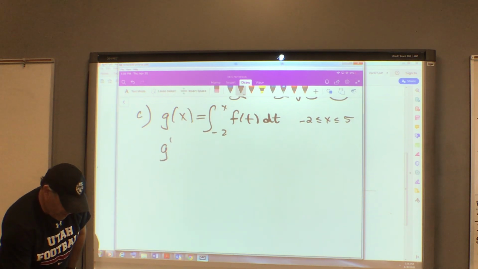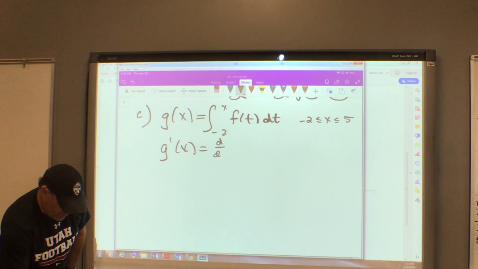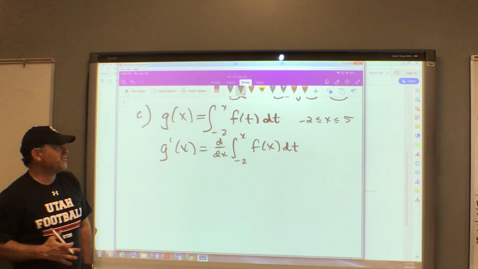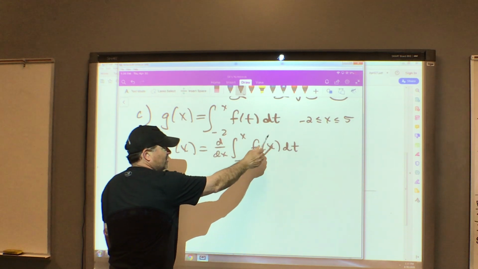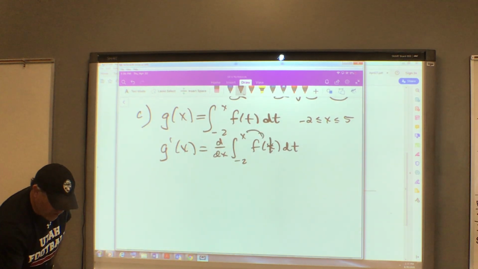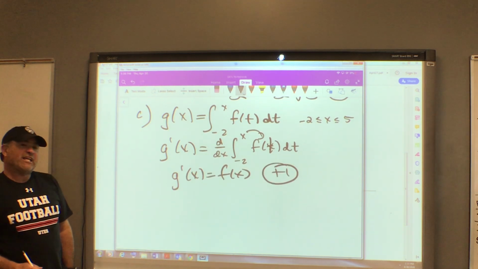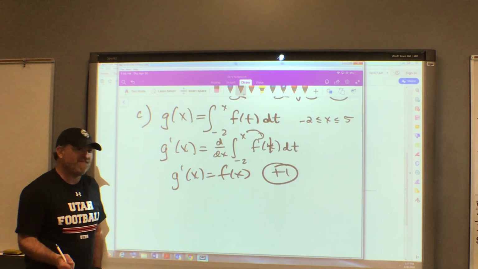All right, well, g prime of x is going to be the derivative with respect to x of the integral from -2 to x of f of t dt. Fundamental theorem of calculus again. Now, that should be a t there, I'll go ahead and change that. But that x is dropping in there, so g prime of x is f of x, plus 1 point. If at any point you wrote that, or you established that you know that g prime is f of x, you get 1.